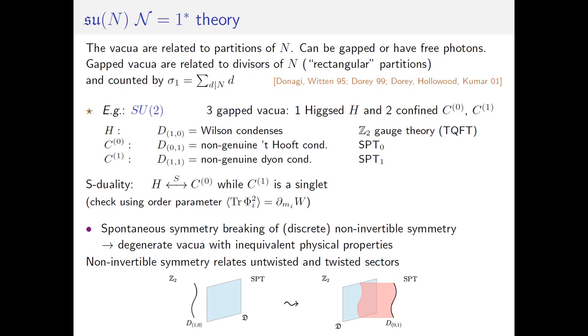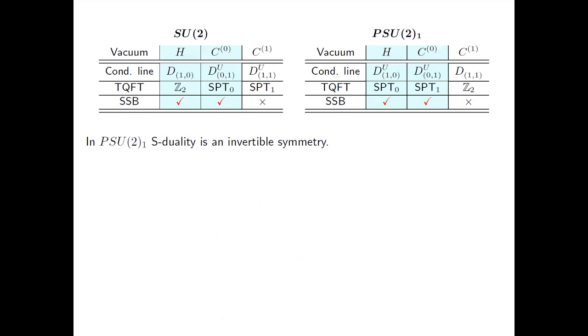This is perhaps surprising, but in fact it has to do with the fact that non-invertible symmetries relate twisted and untwisted sectors. So for instance, here, you start with a Wilson line, you move it to the other side, it should become a 't Hooft line. However, the 't Hooft line, as I said, is not a genuine line operator in the theory, it has to be attached to a surface. And so in fact, you map vacua. On one side, there is a Z2 gauge theory, but on the other side, where this condenses, it's just an SPT phase. So this is summarized in this table: the degeneracy of these two vacua follows from spontaneous breaking.